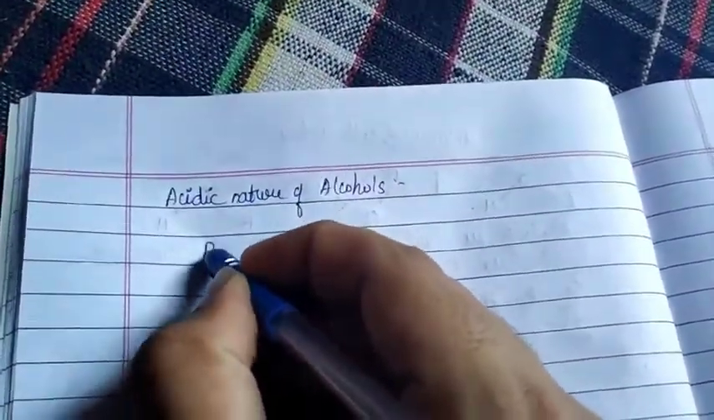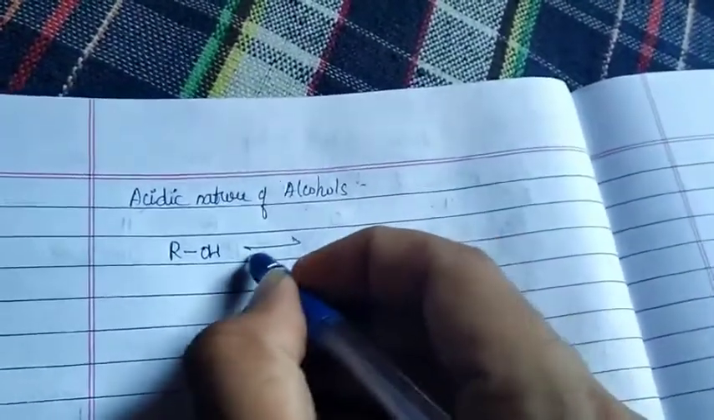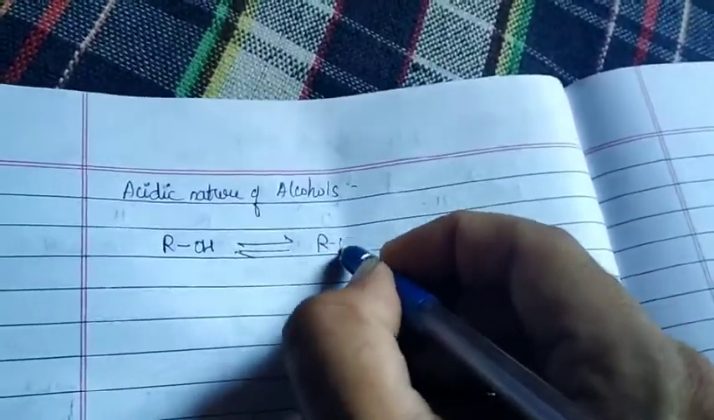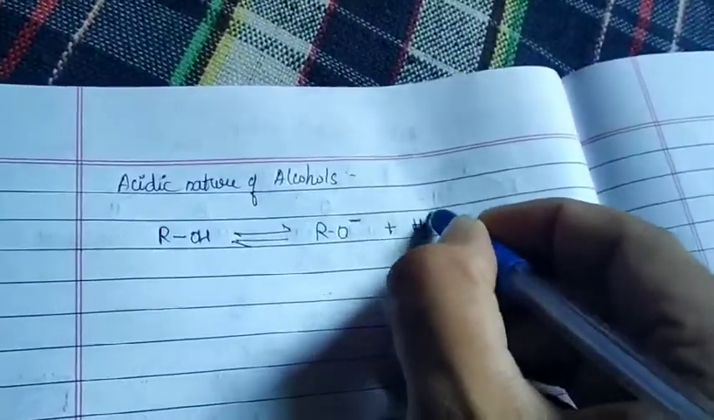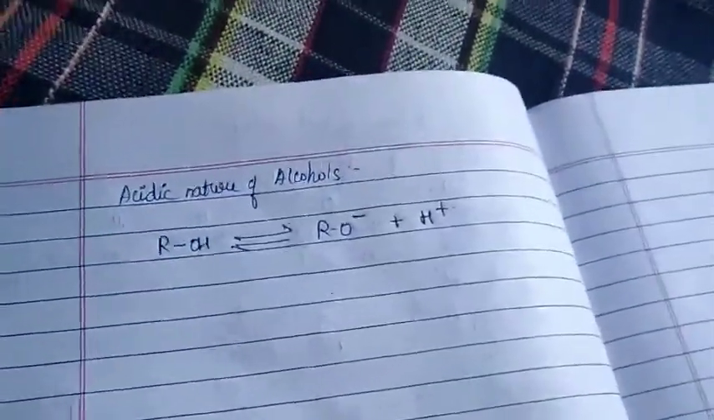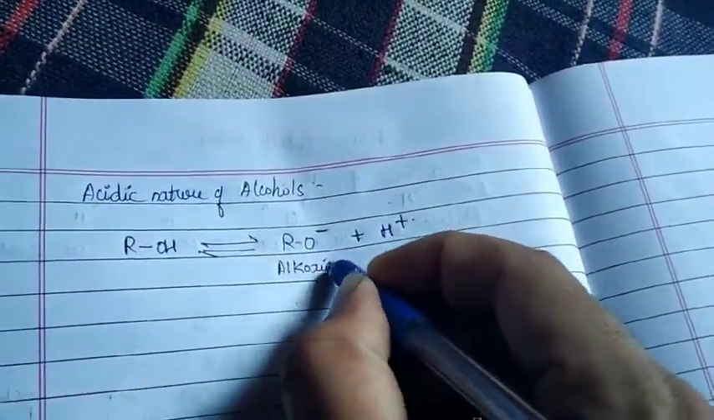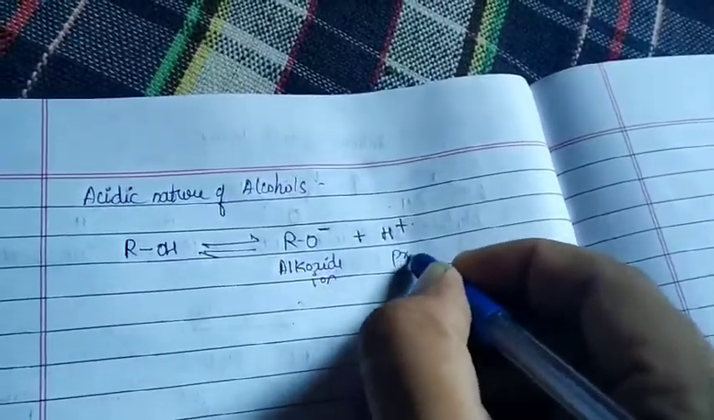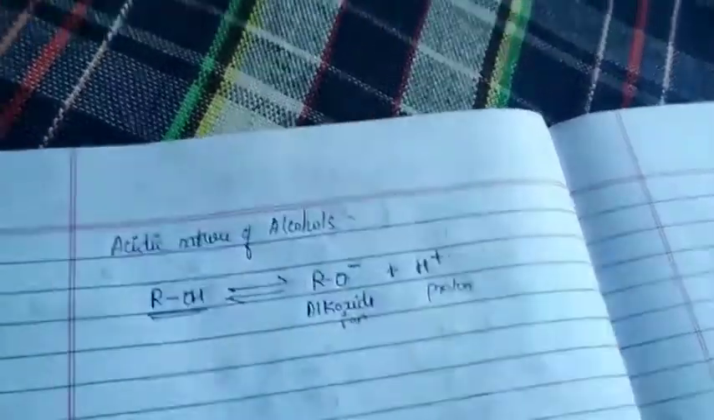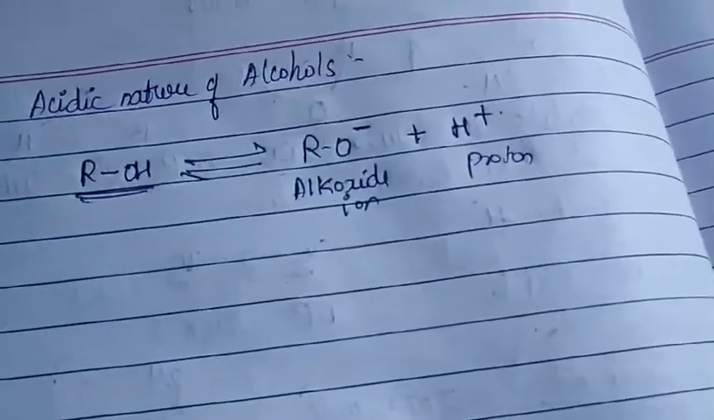How are alcohols able to give a proton? Whenever an alcohol is treated in a suitable solvent, it is in equilibrium to give RO minus plus H plus. So this is the general reaction. How does the alcohol dissociate? Of course this is the alkoxide ion, and we know that it is a proton, which shows that whatever alcohol we have chosen is acidic in nature since it is giving a proton. But it doesn't stop over here.